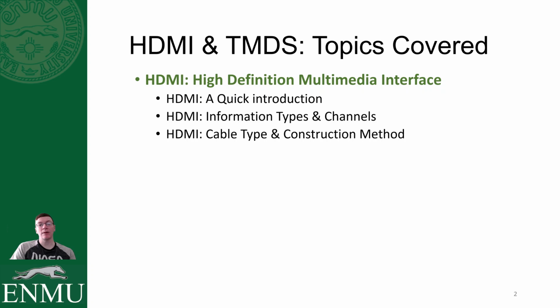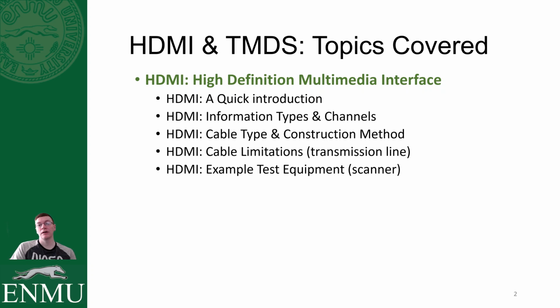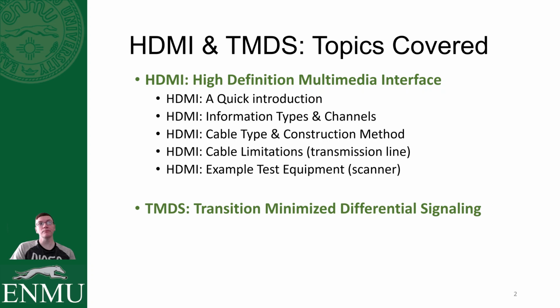Then I'm going to get into the cable types and construction methods, so break down the transmission line there. And then I'm going to get into the limitations of that transmission line, so where the standard and the implementation of the standard fall short. And then I'm going to get into some of the example test equipment that might be used to test HDMI cables, transmitters, and receivers.